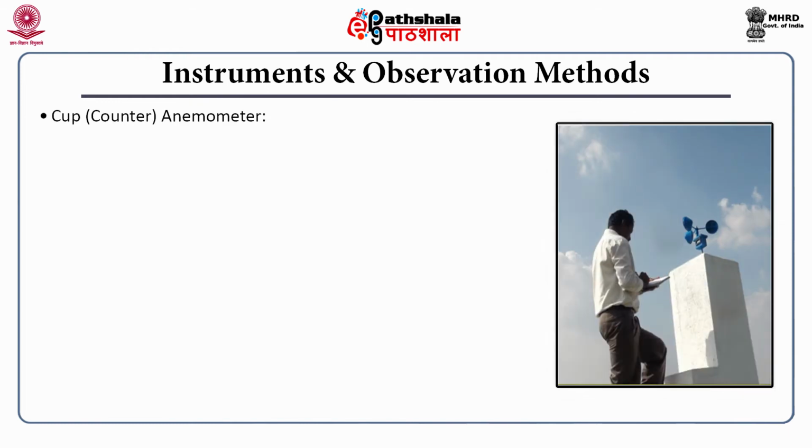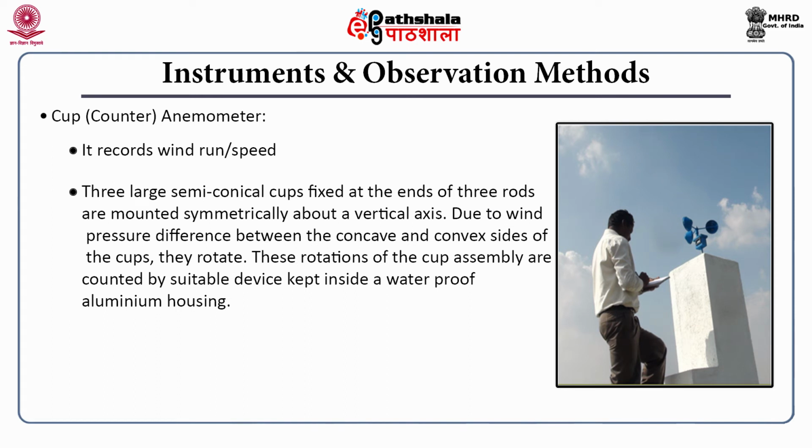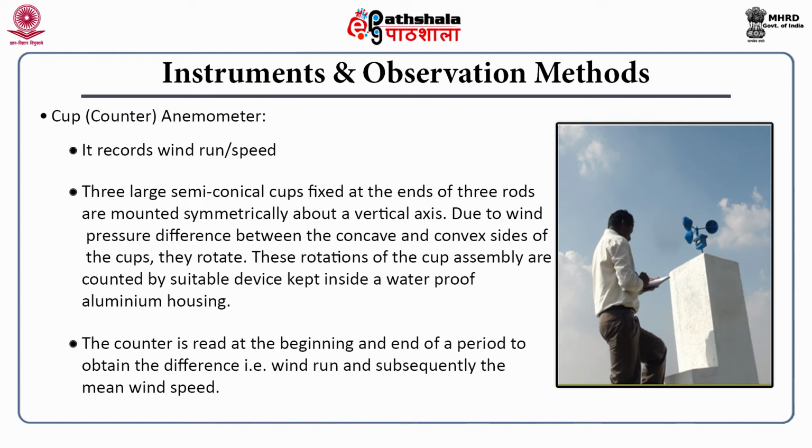Next comes cup anemometer. It records wind run. There are 3 large semi-conical cups fixed at the ends of 3 rods and these are mounted symmetrically about a vertical axis. Due to the wind pressure difference between the concave and convex sides of the cups, they rotate. These rotations of the cup assembly are counted by a suitable device kept inside a waterproof aluminum housing. The counter is read at the beginning and end of a period to obtain the difference, that is the wind run. And then if we divide the wind run by the time period, we get mean wind speed.